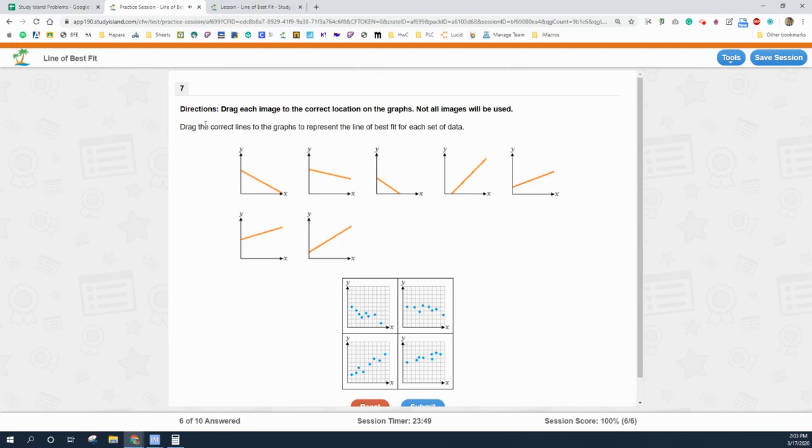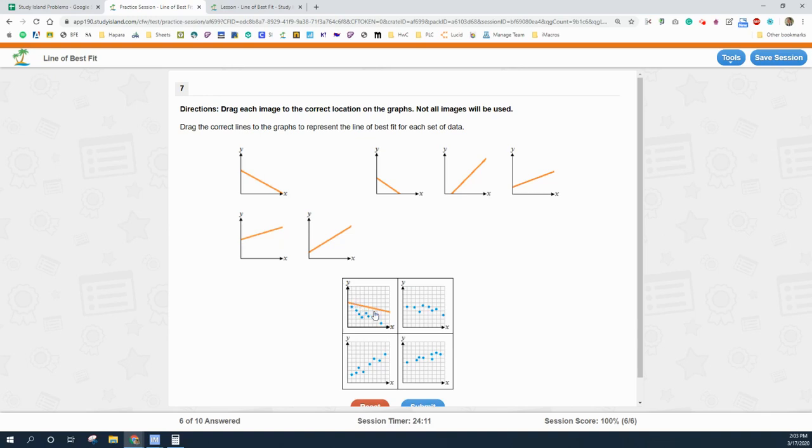Number 7, drag the correct lines to the graphs to represent the line of best fit for each set of data. So we've got some lines of best fit, we've got some data, and we're going to find out which one goes where. If you drag the line onto it, you can see how it does or does not fit. So I just chose a random one and I put it on the first set of data.